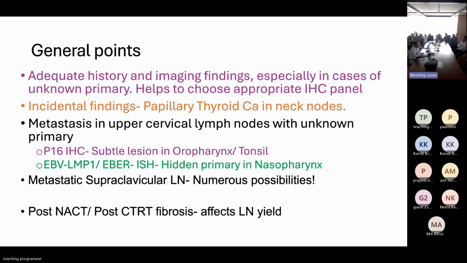than a primary mass. Metastatic supraclavicular lymph node, again, numerous possibilities. History is very important. You can have tumors from lung, GI tract, and even the lower genitourinary tract, even the germ cell tumors. Again, the lymph node yield which we are talking about. Especially in the post NACT and the post CTRT specimens, we have a lot of fibrosis in the neck. So there the lymph node dissection might be difficult, and many times lymph nodes also get regressed.